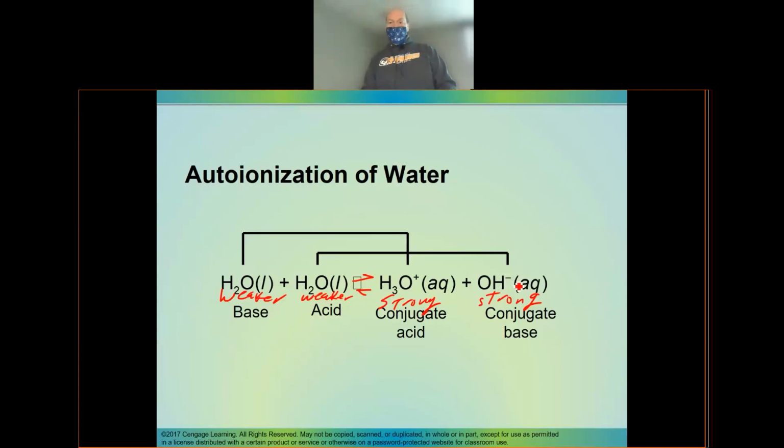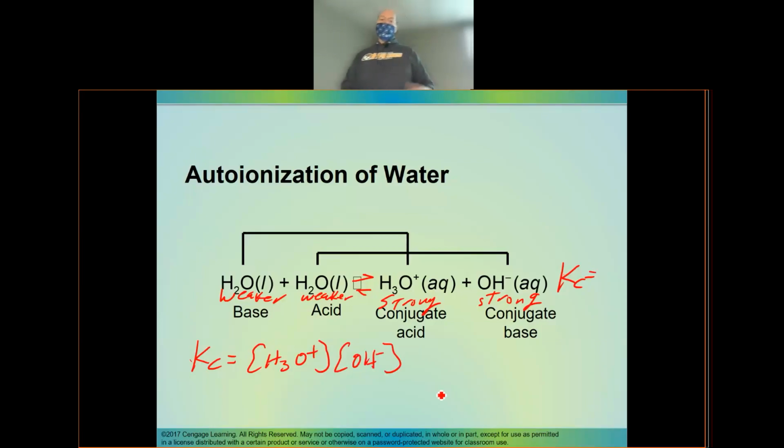All right, and so if we write the Kc, the equilibrium constant for this, we get that our Kc is equal to the concentration of H3O plus, and I could have written that as H plus, times the concentration of OH minus. Now, since this is the equilibrium constant for water, we don't call it Kc anymore. We get specific. It's Kw. And at 25 degrees Celsius, it's always the same number, so it's a constant: 1.000 times 10 to the minus 14. So Kw is a constant.